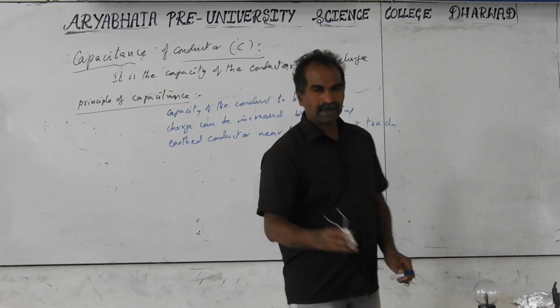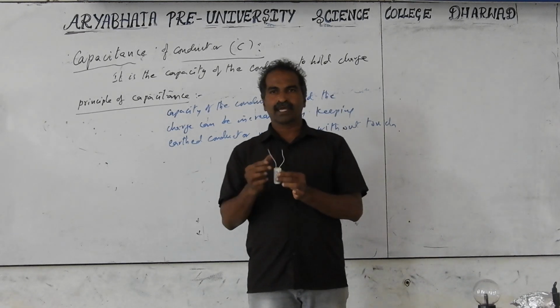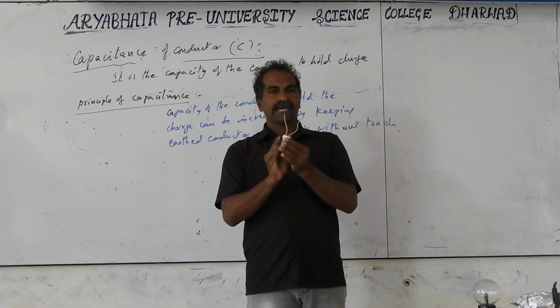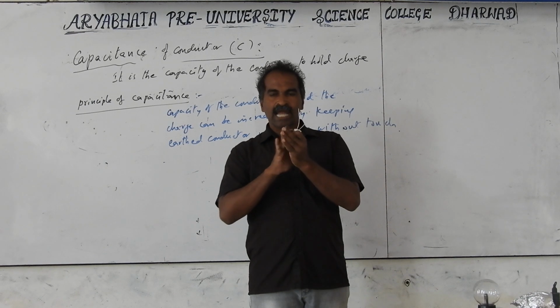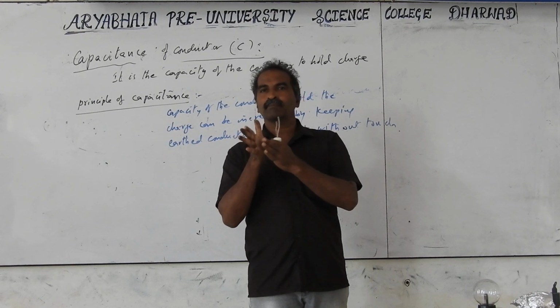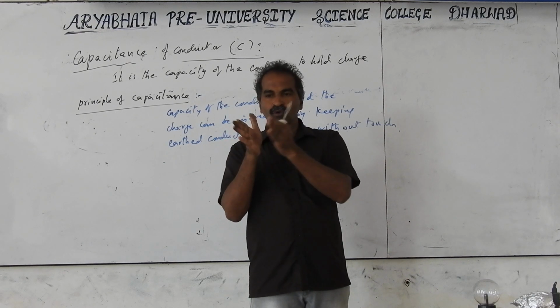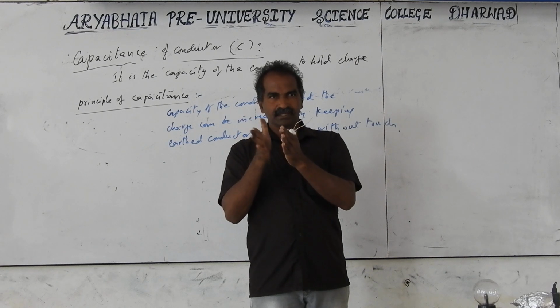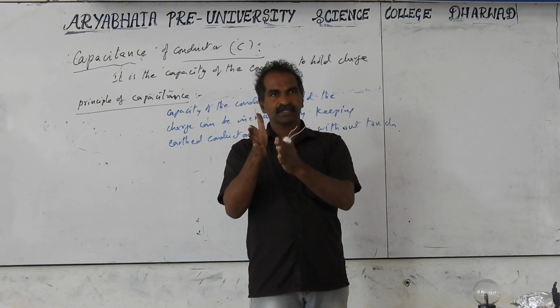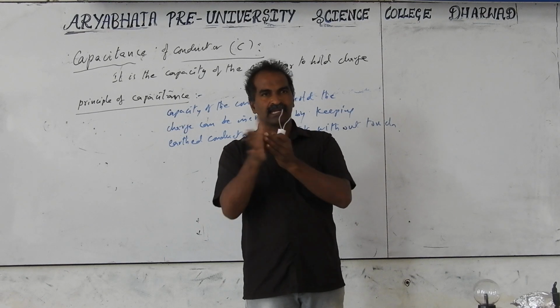What is a capacitor? A capacitor is also a conductor, and it is used to hold charges. In this case we have two plates, each a thin aluminum sheet. Between them, one insulating sheet, thin dry paper, called the dielectric, is used between the two aluminum sheets: aluminum sheet, paper, aluminum sheet. They are rolled into a cylinder. It is not a cylindrical shape in principle; it is a parallel plate. Parallel plates will be there.